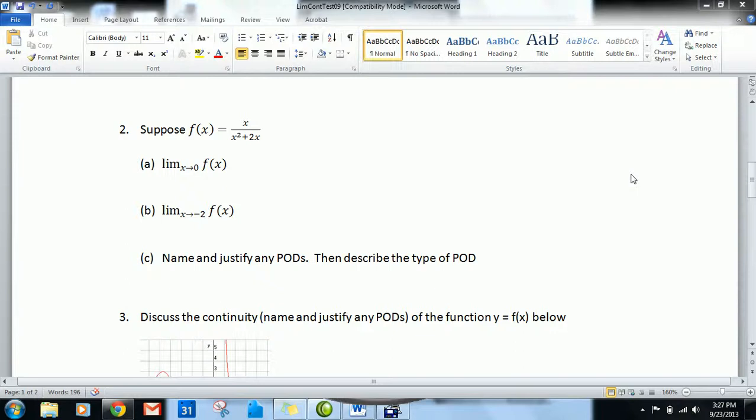All right, let's continue with this practice test and the solution. So here's number 2, which is a doozy of a question. So you have a rational function, right? We talked a lot about these. And so these functions afford us the opportunity to talk about both limits and continuity.